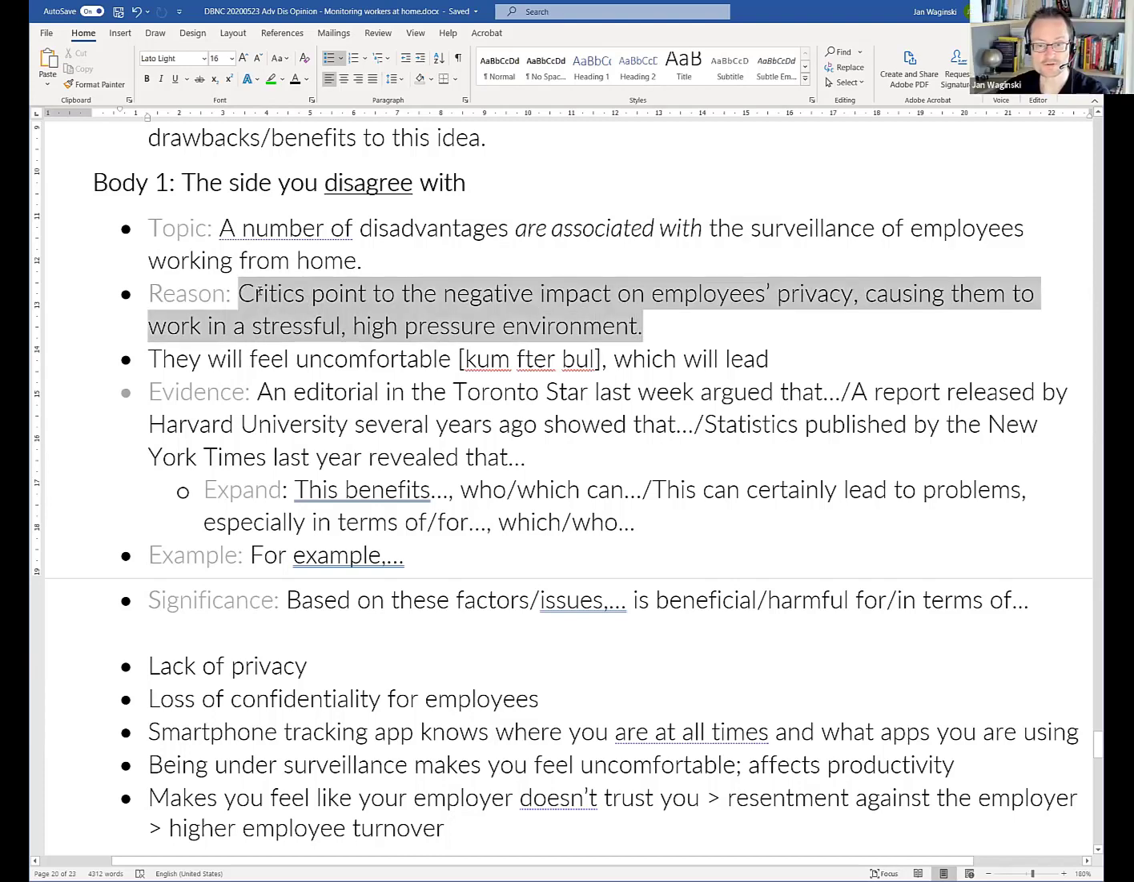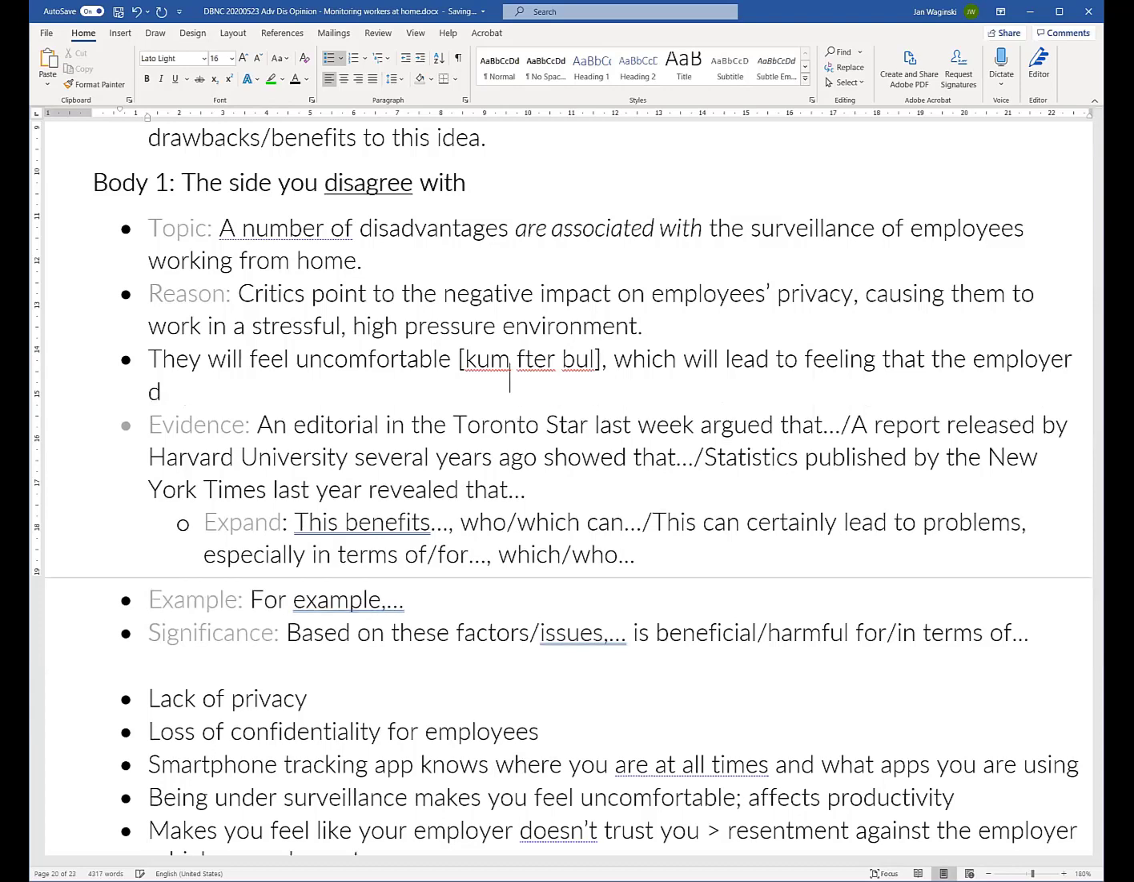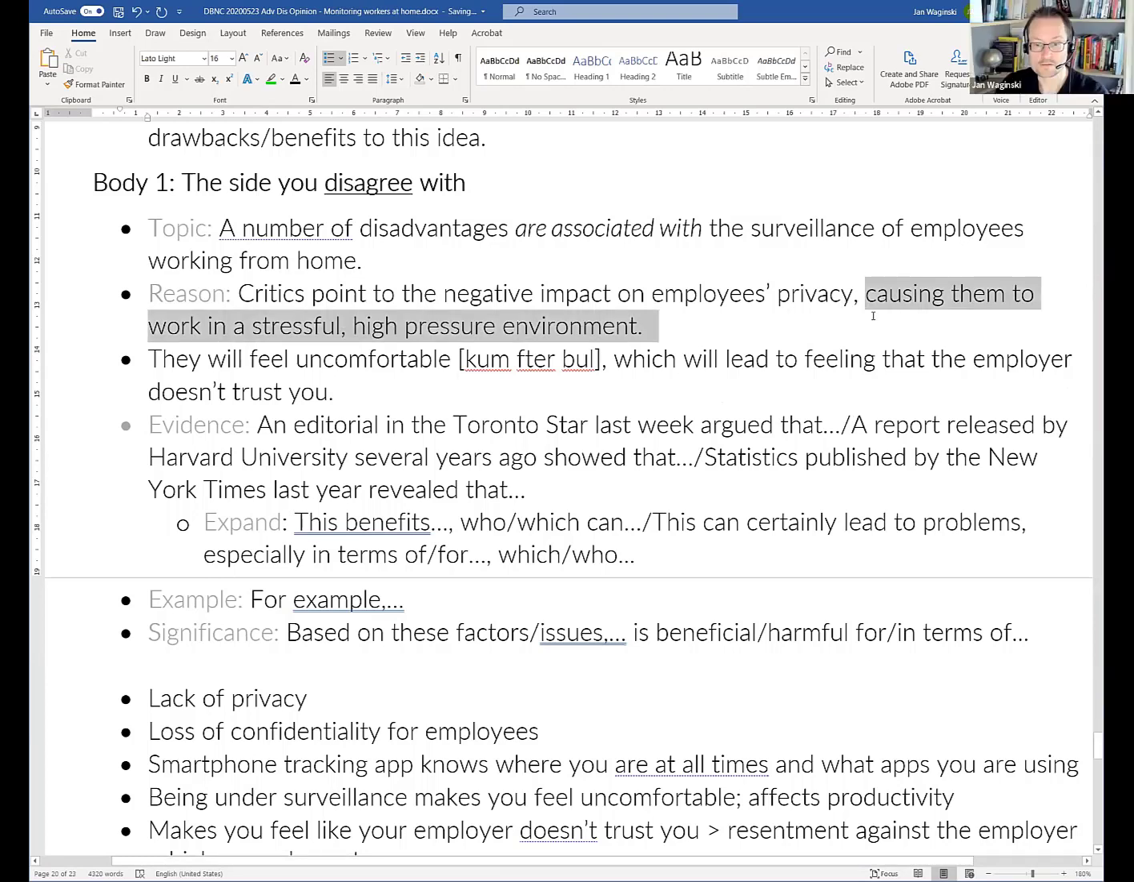I'm not crazy about this sentence. I think there's something missing in the middle, but we'll come back to this. They will feel uncomfortable, which will lead to what? Which will lead to feeling the employer doesn't trust you. Or feeling badly. Employer doesn't trust you. Okay, maybe this needs to go somewhere else.